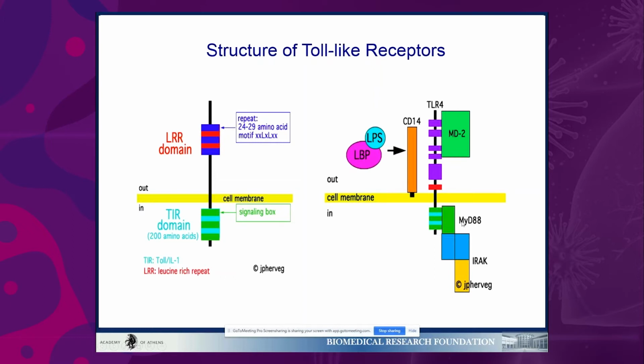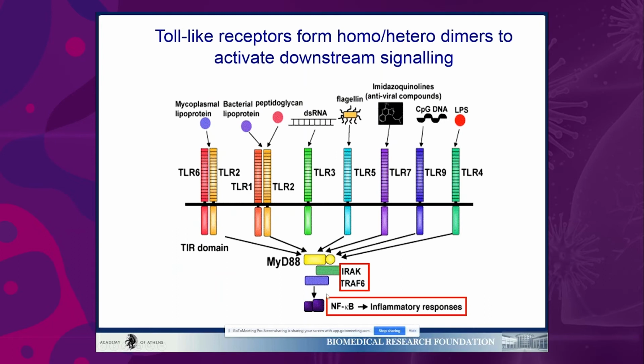Now they involve MAL, TRAM, and TRIF as well. So there is a complex formed in the intracellular part of the receptor that involves MyD88, the other adapters that I just mentioned, and IRAK family molecules. This leads to the recruitment of TRAFs and eventually the activation of I-kappa-B kinases, or IKKs, and NF-kappa-B, and gene expression patterns.